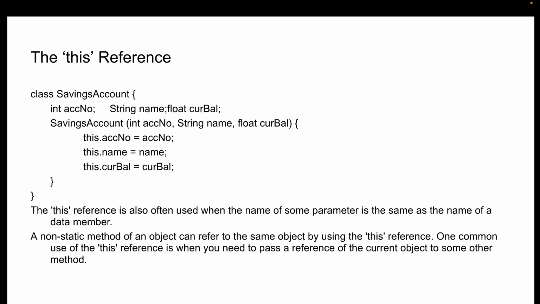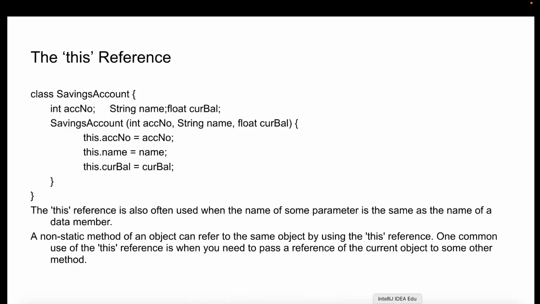When we were creating this parameterized constructor, we basically had to initialize the data members, or the instance variables, or the non-static variables. So how do we do that? We do that with the help of this reference. So when we say this dot account number equal to account number, what this basically means, this dot account number.